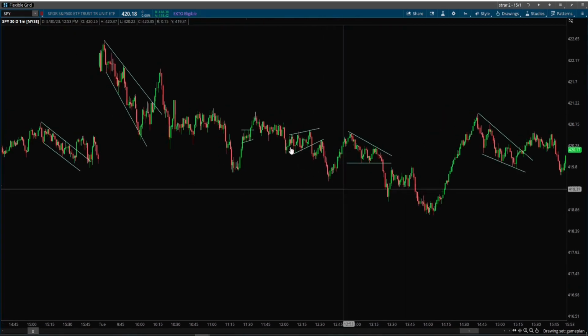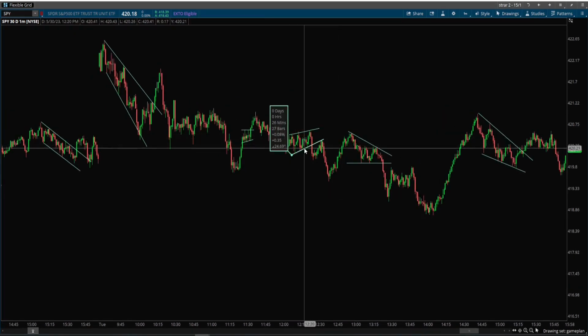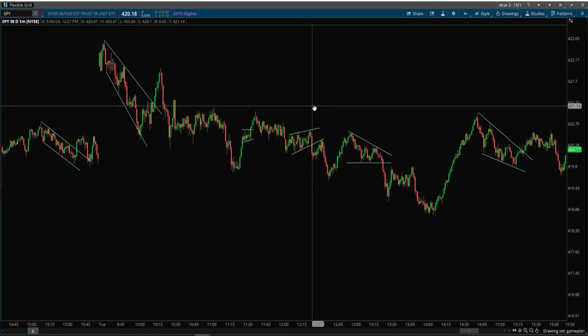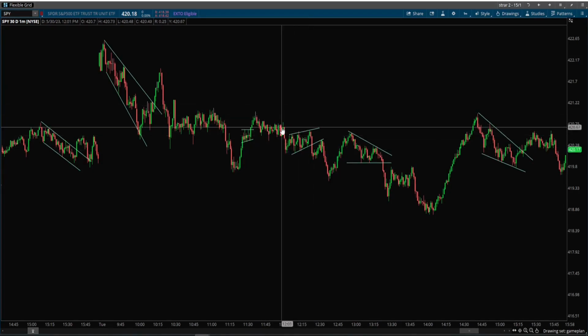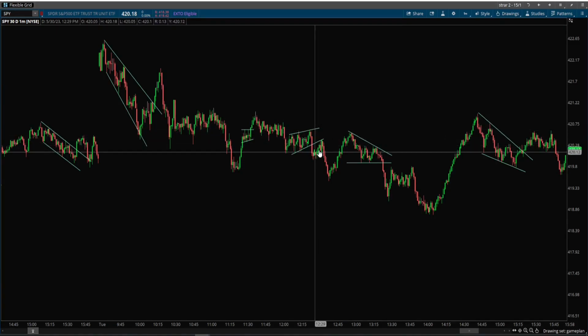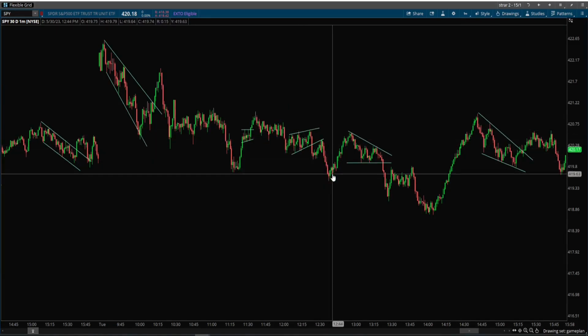Next, we have a rising wedge here, which is a bearish pattern, and in this case, a bearish continuation pattern. As you can see, making its way down here, getting our rising wedge, breaking down, coming in for a retest before a move to the downside.